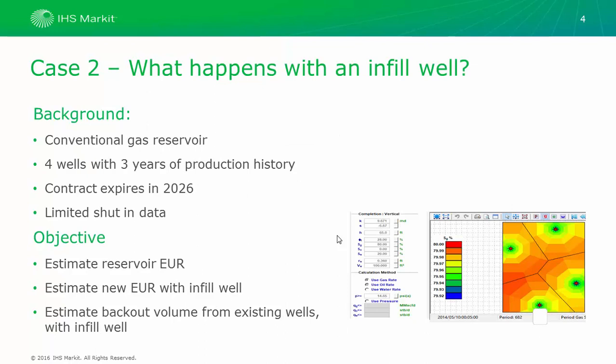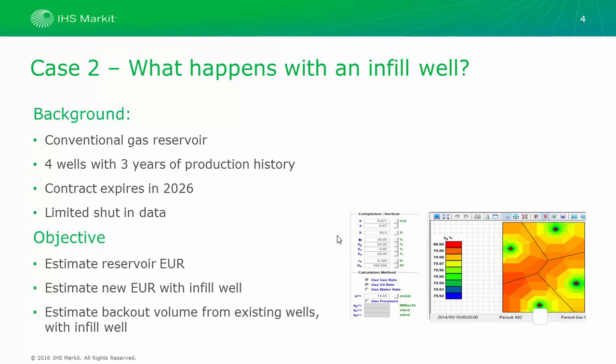Okay, case number 2. What happens if we add a new well among existing wells that are already producing, an infill well? So the background here is this is a conventional gas reservoir, vertical wells. There are 4 wells currently producing, and they have about 3 years of production history. This operator has a contract that expires in about 10 years, and that means we may want to consider accelerating the production. There's not very much shut-in data, so we can't do our traditional build-ups or our P over Z plots. So the production data is going to be needed.